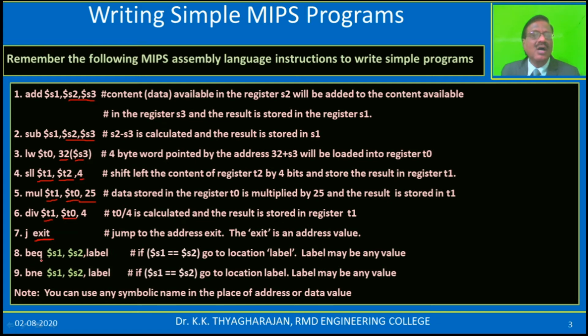Then branch on equal S1, S2, label. So in this case, the data stored in S1 will be compared to data stored in S2. If both are equal, then the program will be transferred to this address. This is branch on not equal. That means if S1 is not equal to S2, then the program will jump to this label.